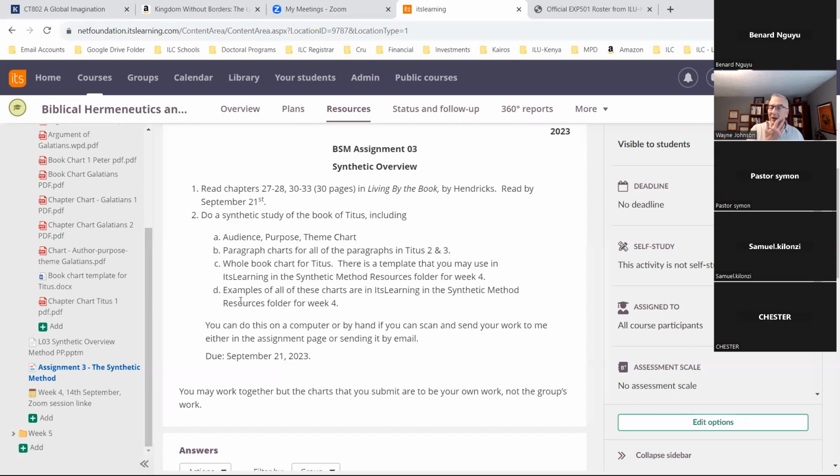And I showed you the template that's there in It's Learning. Or you can just draw your own and do it on your own. You're welcome to do so. All of this is available in the folder for week 4. Did I get it clear that we should do chapter 2 on a separate page and chapter 3 on a separate page? Correct. Yeah, exactly.